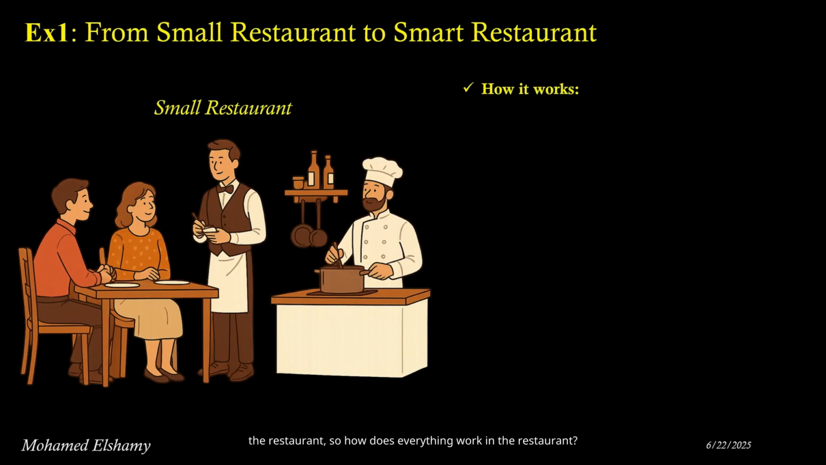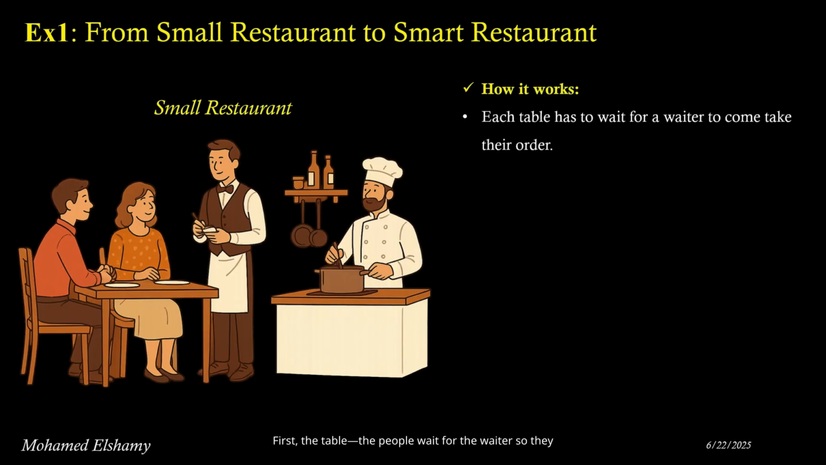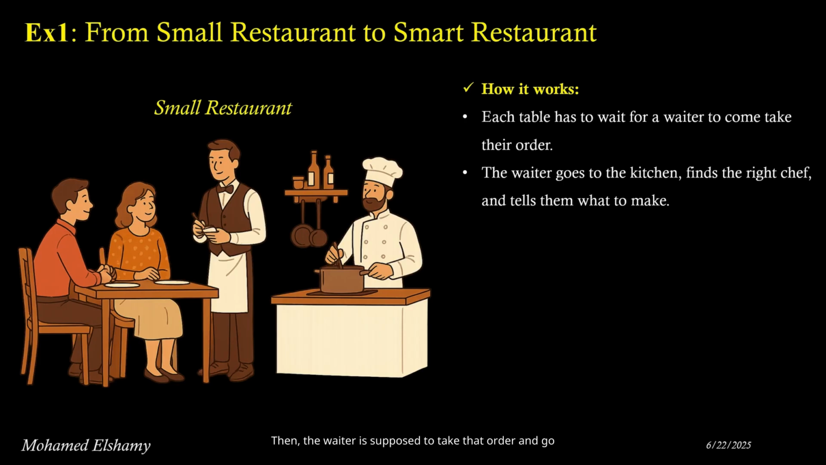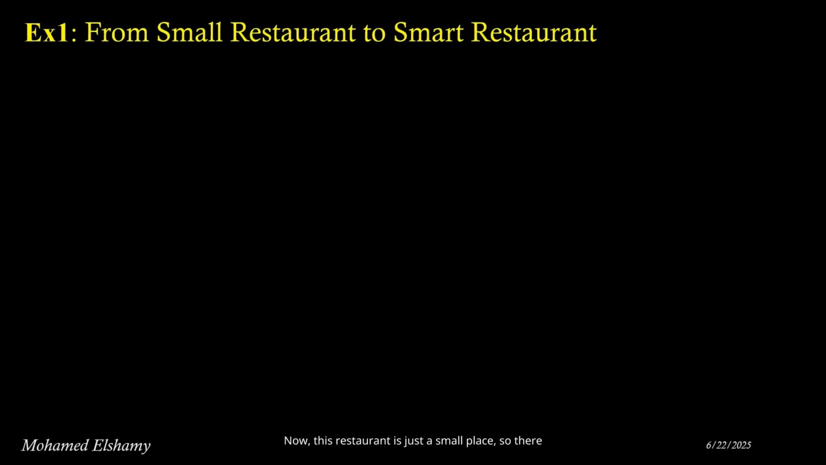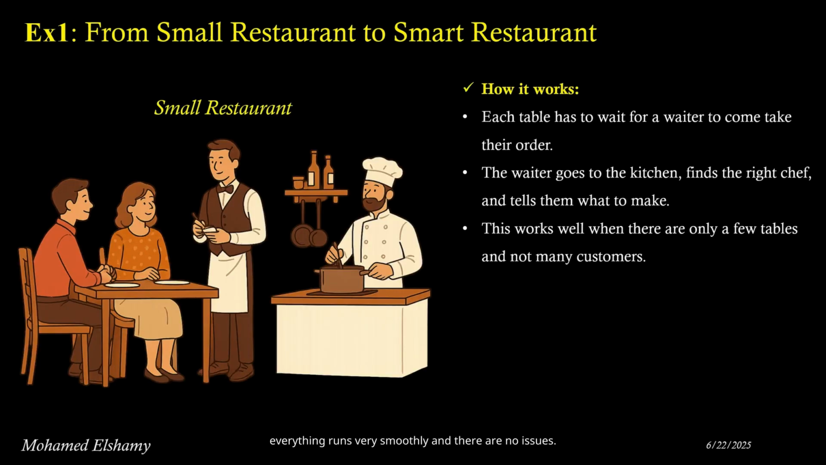So how does everything work in the restaurant? First, the people wait for the waiters so they can tell them their order after they've chosen what they want. Then, the waiter is supposed to take that order and go to the person responsible for that specific order to give it to them so they can prepare it. For example, if you want pizza, he goes to the pizza chef and tells him to make that order. All right? After that, it's supposed to... Now, this restaurant is just a small place, so there aren't any problems. Everything runs very smoothly and there are no issues.